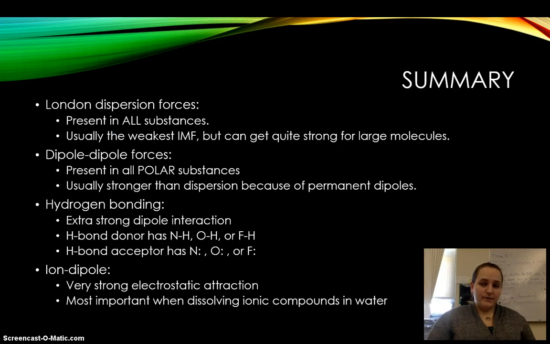So in summary, we have 4 major types of intermolecular forces. Generally, in order of strength, the weakest are London dispersion forces, which are present in everything. However, they can get strong for larger things, but for smaller molecules, they tend to be the weakest. Next up is dipole-dipole forces. They're present in all polar substances, but only in polar substances. Then hydrogen bonding is present in polar substances that have certain other molecular structural features. And ion-dipole forces tend to be the strongest between one ion and some polar compound.